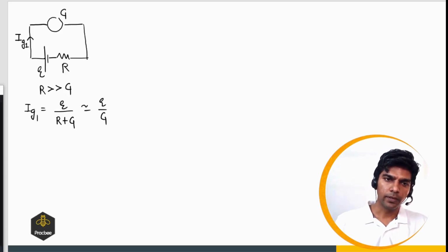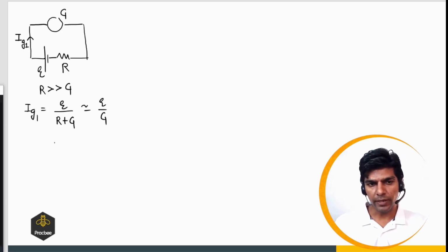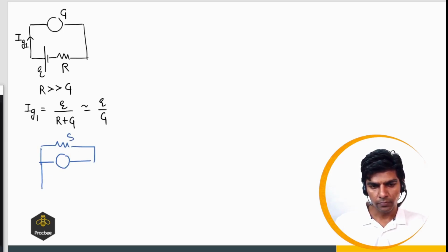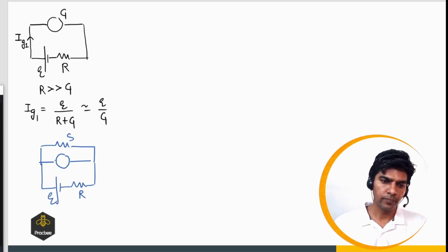Now what we do, we'll connect a shunt in parallel to the galvanometer. So there is a shunt S, and we have the same setup, and this will be E. Let us say now this current is I, and in the galvanometer the current is IG2, and in the shunt it will be I minus IG2.